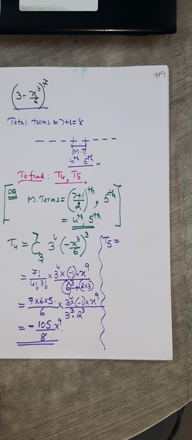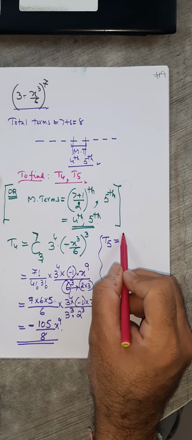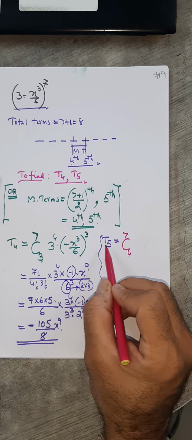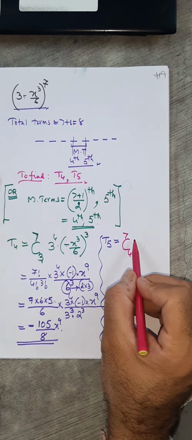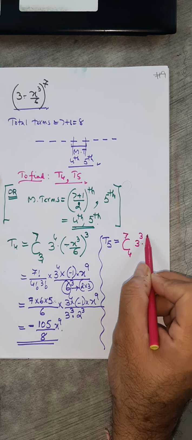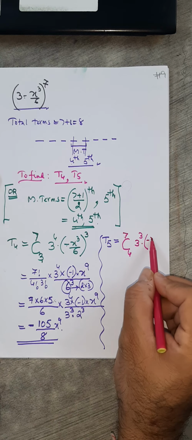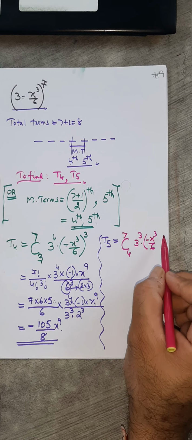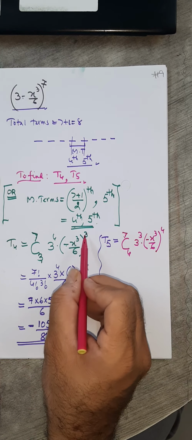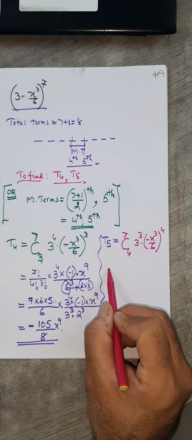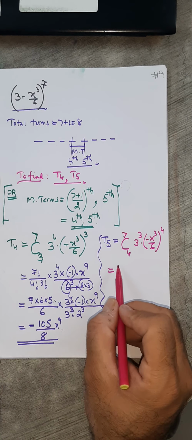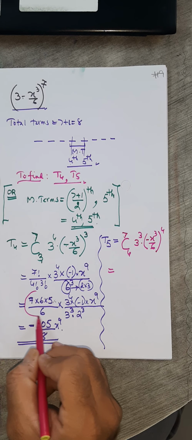Same way you need to find T5. What's the formula for T5? That is 7C, 1 less, 4. Then here A is 3. 3 raised to the difference of these two, 7 minus 4, 3. Into B. What's B? Minus x cube by 6. The whole raised to this number, that's 4. The sum of these two is always this number. Now simplification. 7C4 is the same as 7C3, remember. So ultimately you will get these only.